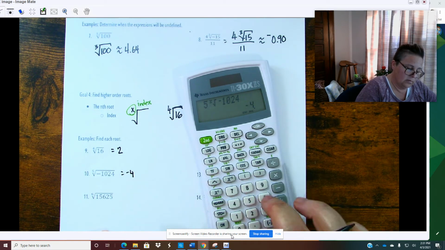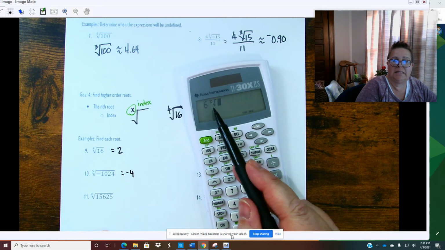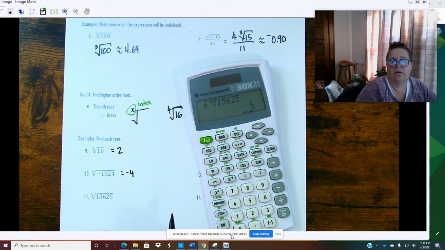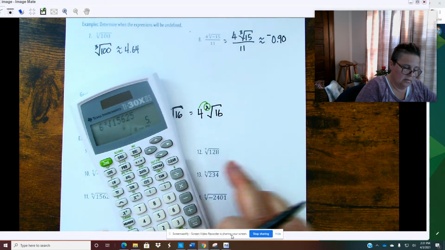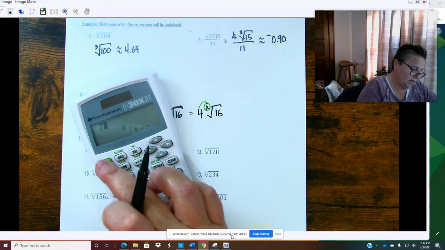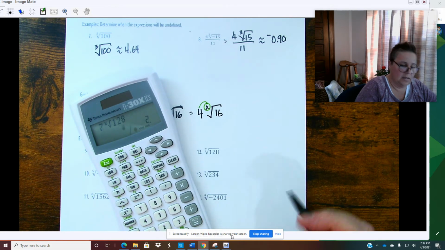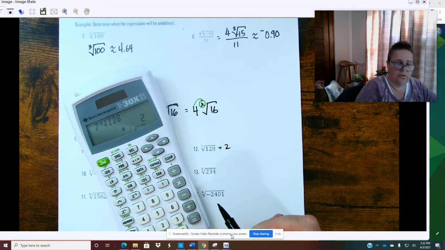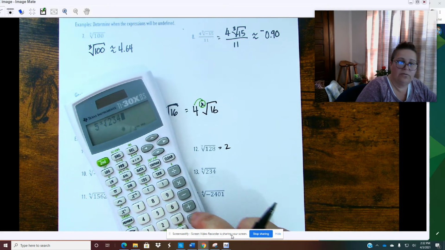6th root, so I'm going to hit 6. And now it's going to put that 6 in as the index number, 15,625. And I'm going to get a 5. Okay. 7th root of 128. So I'm going to hit a 7. And then 128. And I'm going to get a 2. What about a 5th root of 234? So 5, 234.